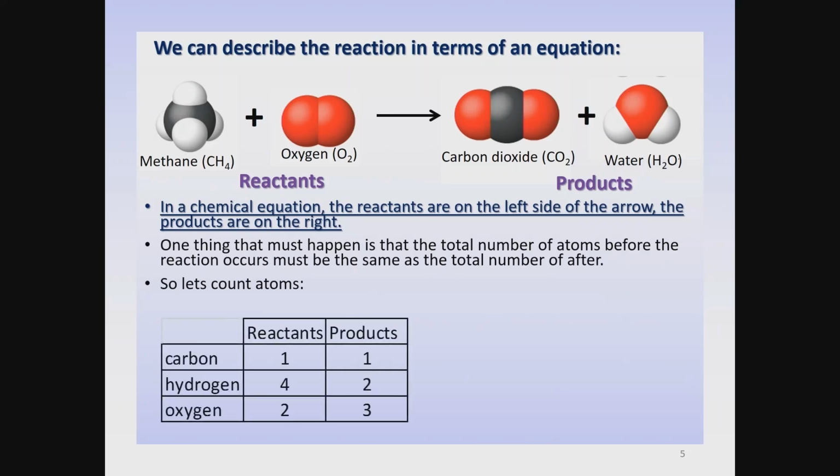So what I've done is I counted up the atoms of each of the elements on the reactant side and then on the product side. So for example, you can see with carbon, that black element, there's one on the reactant side and there's one on the product side.